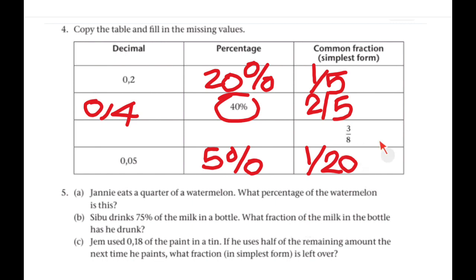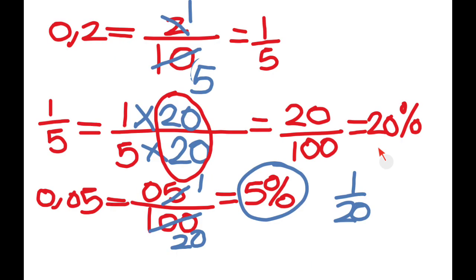Now, the last one, we're given a common fraction, 3 over 8. We're supposed to convert that into both a decimal fraction and a percentage. A decimal fraction is the easiest thing to start with in terms of conversion. And then we'll deal with the percentage later, which will be much easier after we convert it into a decimal fraction. Now let's go. 3/8.